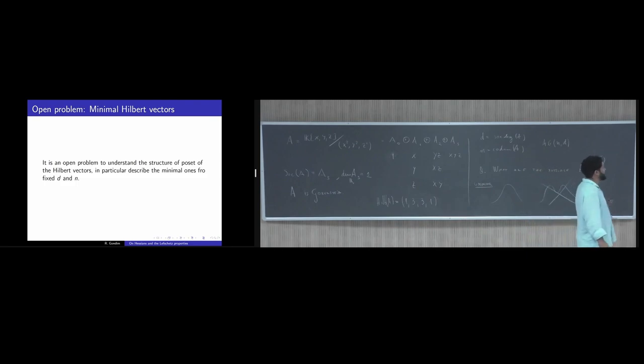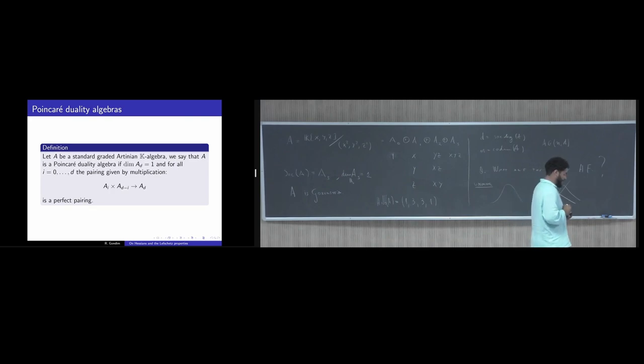It's an open problem to understand the structure of pole sets of the Hilbert vectors, in particular describe the minimal ones, fixing the so-called degree and the codimension. But in order to see that always the Hilbert function, the Hilbert vector, of an Artinian Gorenstein algebra is symmetric, we will use a very useful characterization of AG, Artinian Gorenstein algebras, that they are algebras satisfying Poincaré duality, as I said in the introduction.